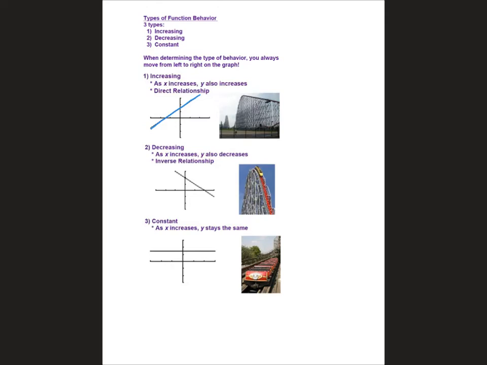With decreasing, as I move left to right, x is getting bigger, but my y values are getting smaller. They're decreasing. This is an inverse relationship. As x gets bigger, y gets smaller. One goes up, the other goes down. And then with constant behavior, that's when as x gets bigger, so as I move to the right, my x values are increasing, but my y values are simply staying the same.